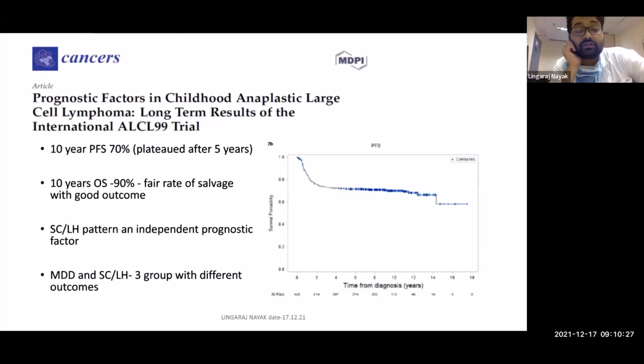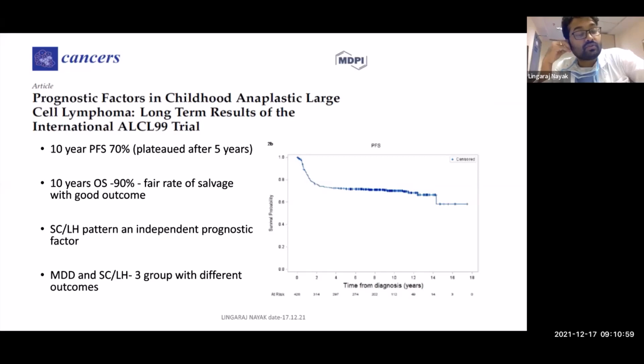Now this is the long-term update of ALCL 99 that was published last year, and this is the 10-year PFS. It is 70%, and it plateaued almost after 5 years. You can see there is hardly any relapse happening from 5 to 10 years. So the relapses are quite less, and there is a plateau. And if you see the overall survival, 90%. So that says that if your event-free PFS is 70 and the OS is again going to 90, that means you have patients who can still be salvaged and they can receive subsequent therapy in terms of transplant, and they could have a good overall survival as well.